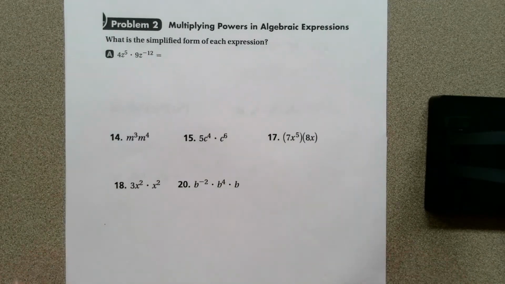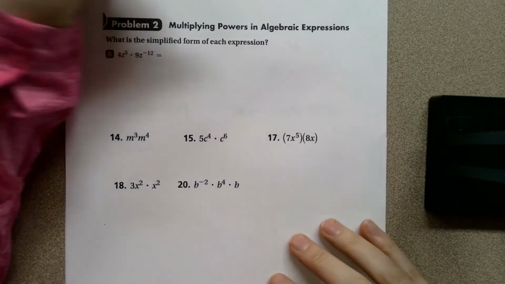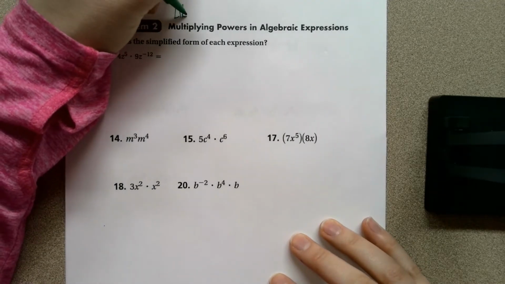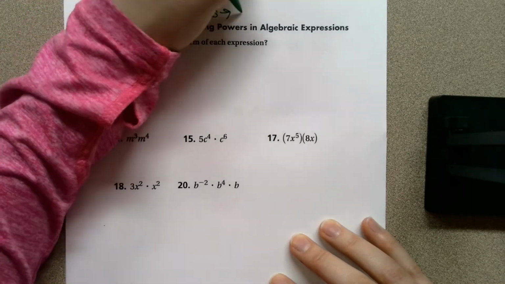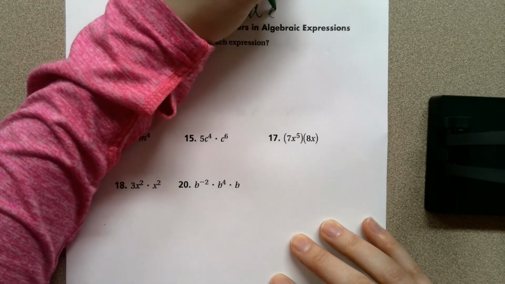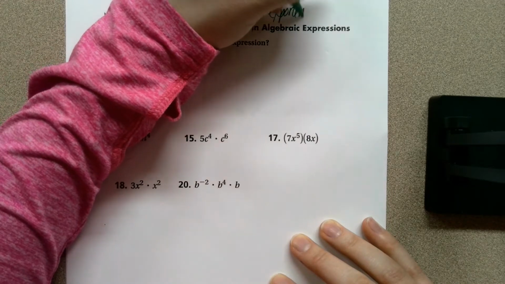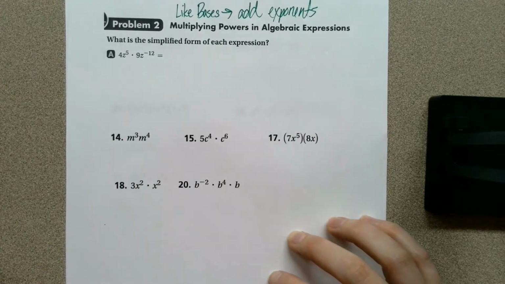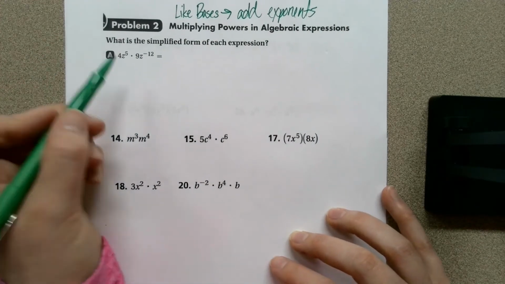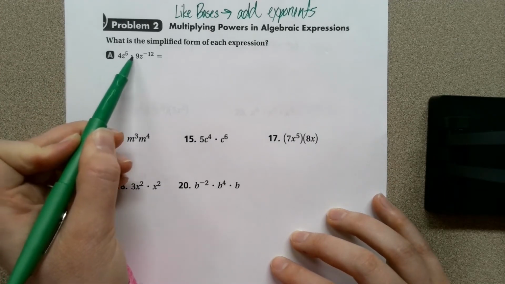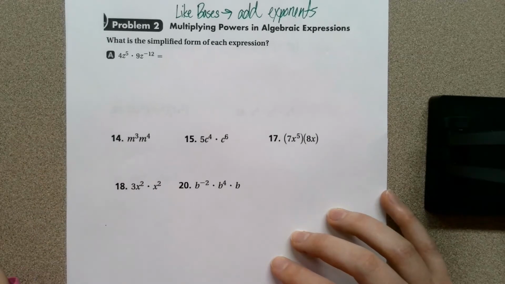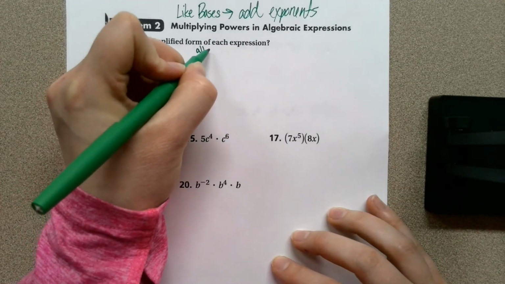Let's do some practice where we're multiplying powers, and when they have like bases, we add the exponents. So we want to identify those like bases. If we look at this first one, it's all multiplication: 4 times z times 9 times z again. So it's all multiplication.